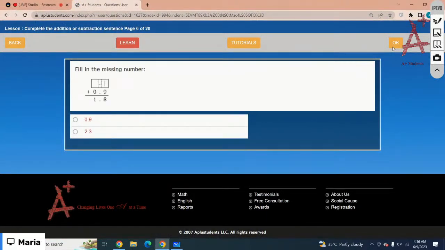Okay, fill in the missing number. So which is the correct option? Which is the other number? The other number is 0.9. Got it? 0.9 plus 0.9 is 1.8.